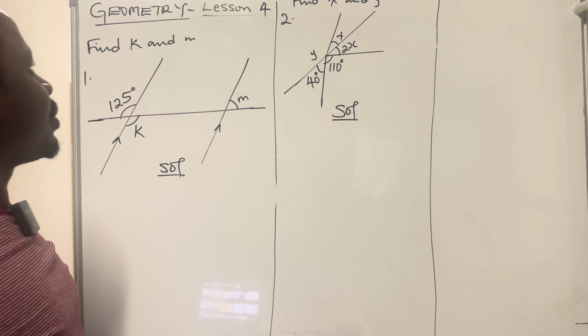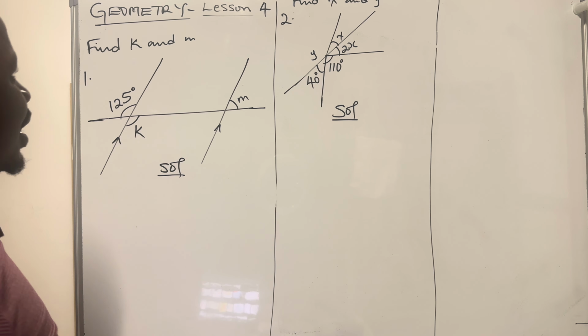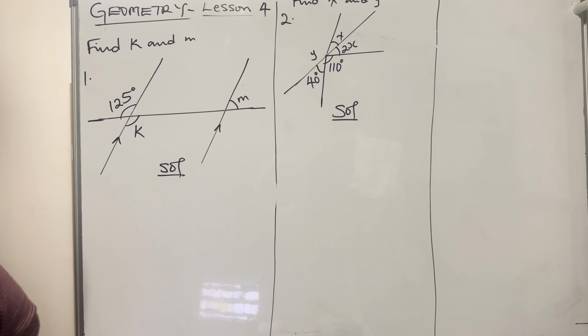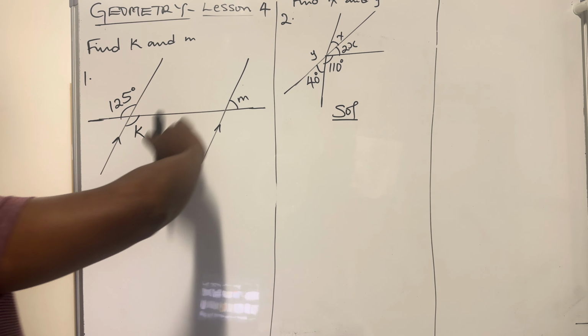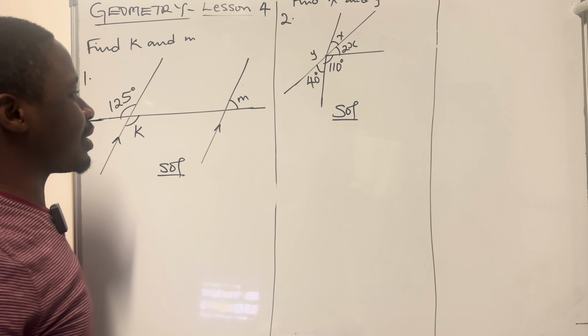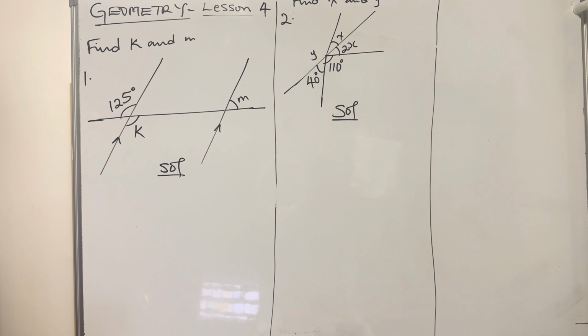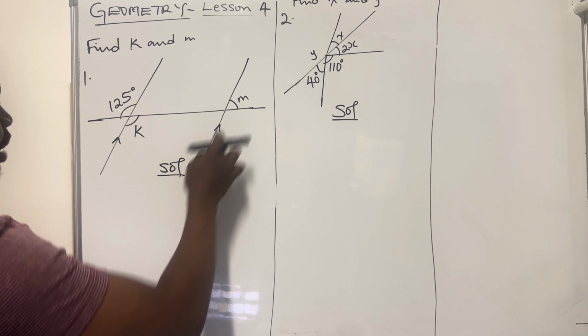The fourth lesson for geometry. We have two problems on the board. Here to find K and M. Here to find X and Y. Okay, look at K here, look at M here.